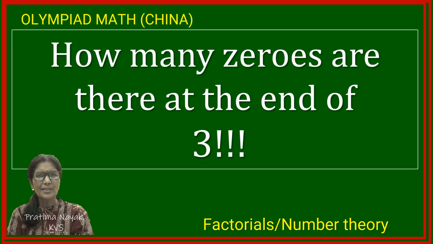Today I would like to share one question with solution from the Chinese Olympiad maths. How many zeros are there at the end of 3 factorial, factorial, factorial? So let us recall what a factorial is. n factorial means multiplying 1, 2, 3, 4 up to n.